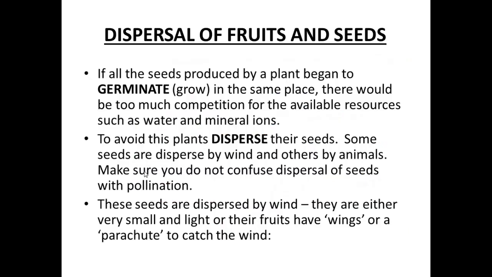What is the function of a fruit? Well, there are 2 functions. The first is to simply protect the seeds. But the second is to also disperse the seeds. Now, if all the seeds produced by a plant germinated in the same place, then there would be far too much competition between them for all the available resources, such as water, mineral ions, light. You can think of some others potentially. And to avoid this, and to avoid a parent plant competing with its own offspring, plants disperse their seeds.